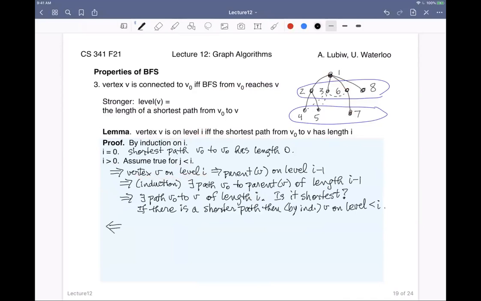And the other direction, we are starting by saying, all right, the shortest path, V0 to V, has length I. And I am going to, again, do this trick of looking at the second last vertex of the path. So let U be the second last vertex of the path.